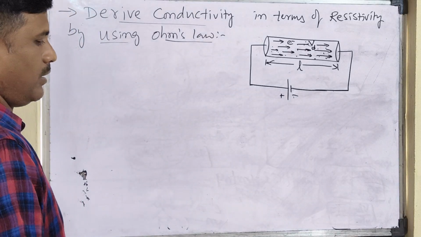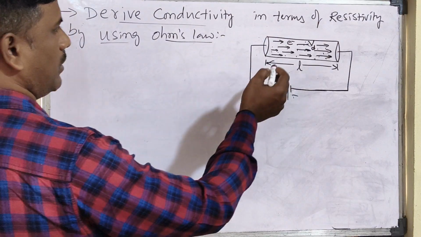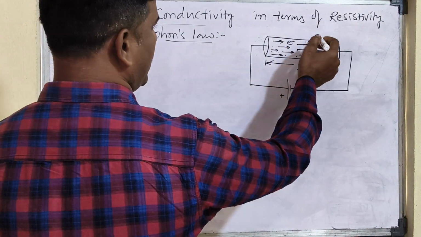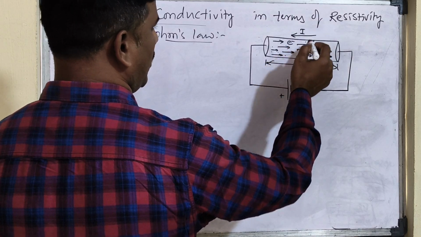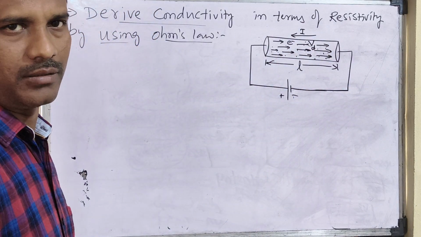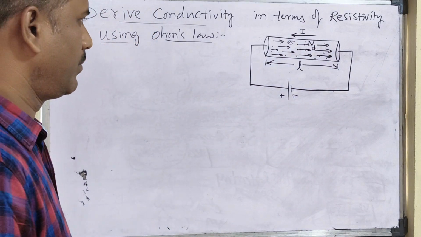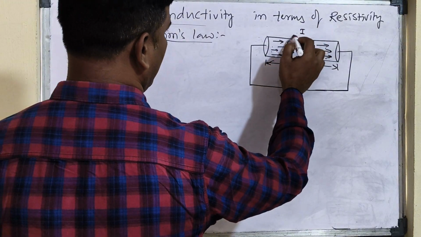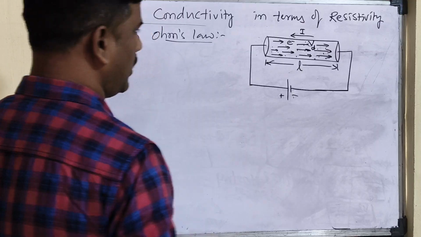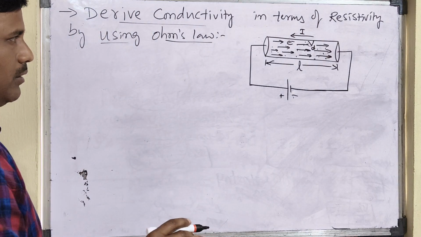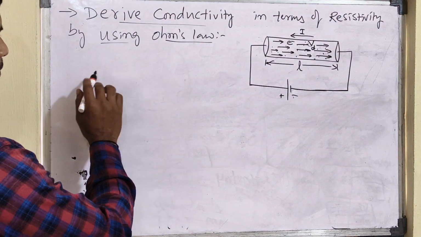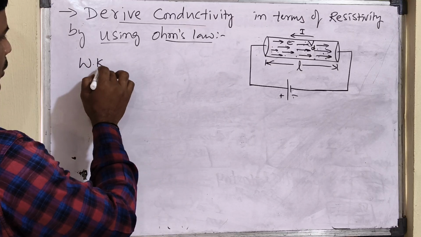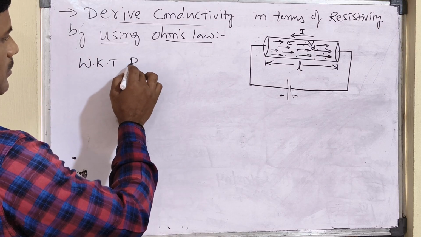Now we already know about current. When electrons move like this, the current direction is opposite to the direction of the electrons. That is also a basic thing. So the current direction and the electron direction are opposite. Clear?